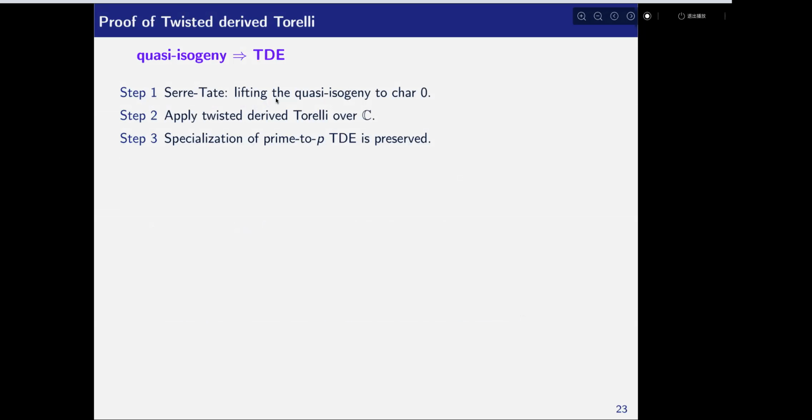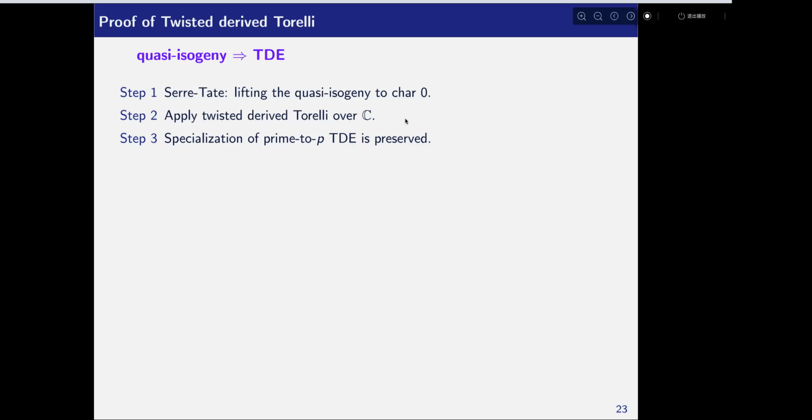For the converse, going from a quasi-isogeny to a twisted derived equivalence is more difficult. But fortunately, we have some lifting theory. Given some quasi-isogenies between abelian surfaces, we can apply the Tate theory to lift the quasi-isogeny to characteristic 0. And then after lifting to characteristic 0 and embedding into C, we can apply the twisted derived equivalence directly over C.